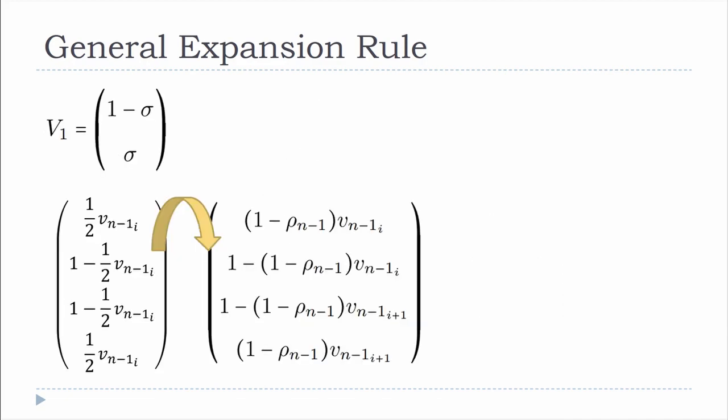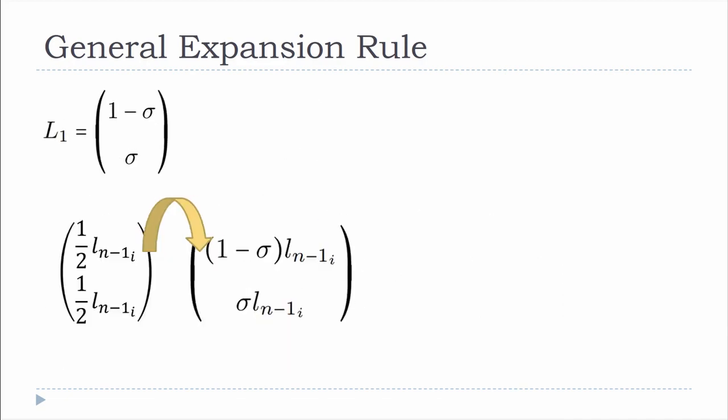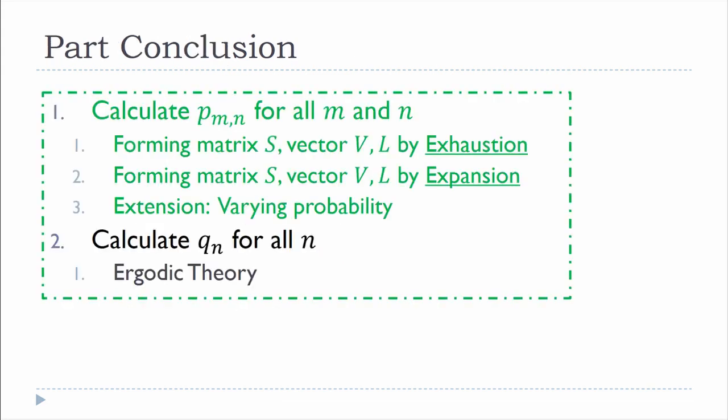And this is the general expansion rule for the collision factor, and this is for the inertial factor. As we finish calculating PMN for all M and N, we are going to calculate QN for all N by ergodic theory.